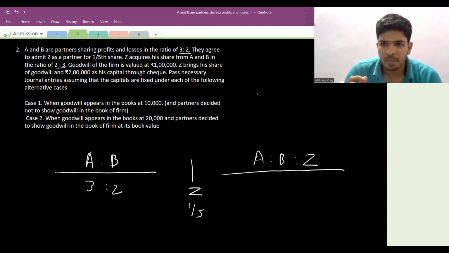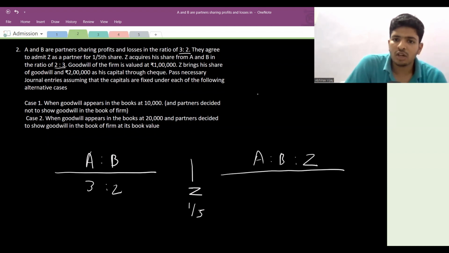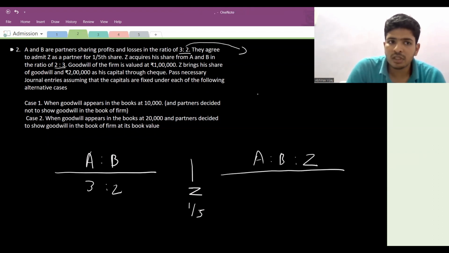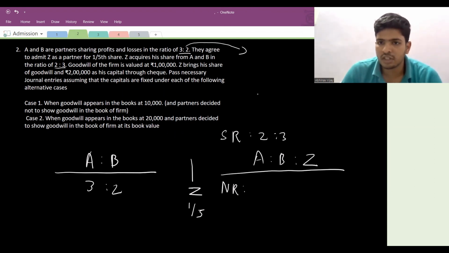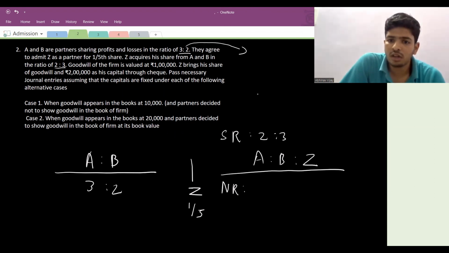What does this mean? We have done profit sharing ratio sums a lot of times. But what does this mean when I say Z acquires a share from A and B in the ratio 2:3? Usually, if it was not mentioned in the question, Z will acquire this 1/5 share from A and B in 3:2 ratio. But since they're doing 2:3, then assume that the sacrificing ratio is also 2:3 between A and B, right? That's what it means. And as far as the new ratio is concerned, you need to calculate it using the method we have discussed before.